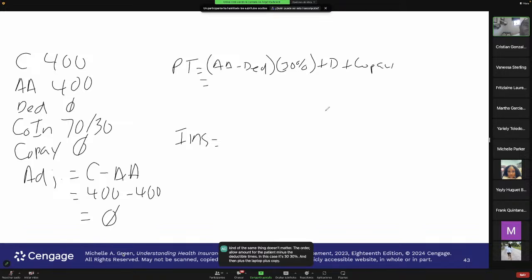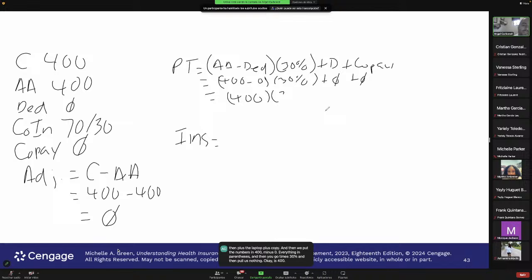And then we put the numbers in: 400 minus 0, everything in parentheses. And then you go times 30%. And then plus nothing, plus nothing. And you get whatever it is, 400 times 30%. Okay, and the answer is B.